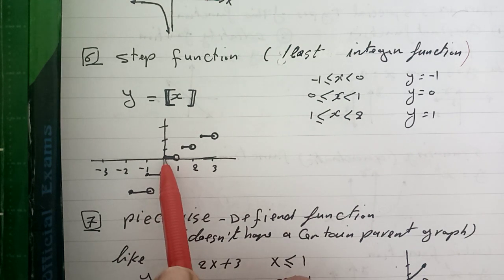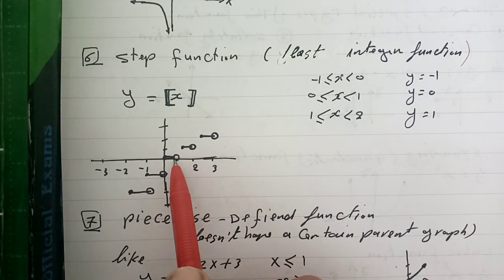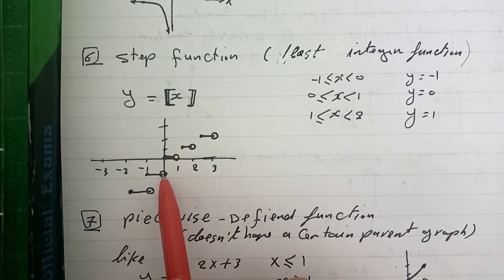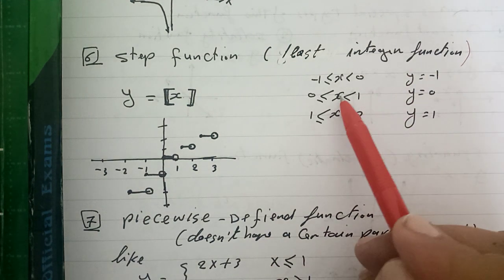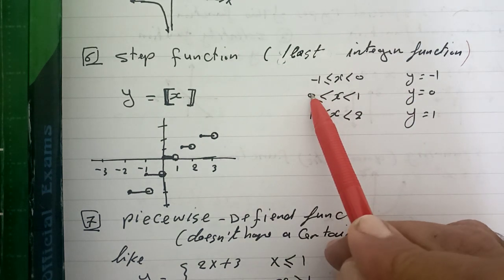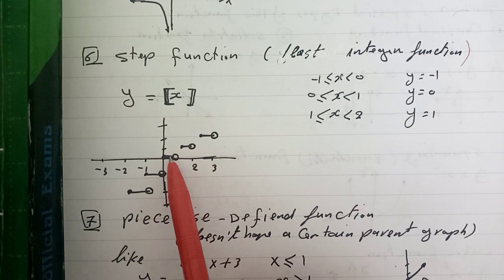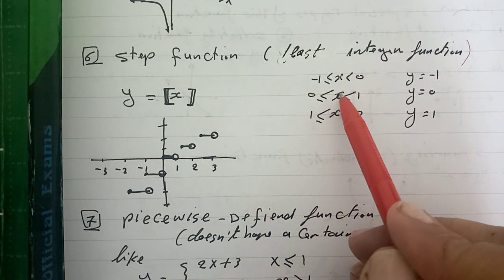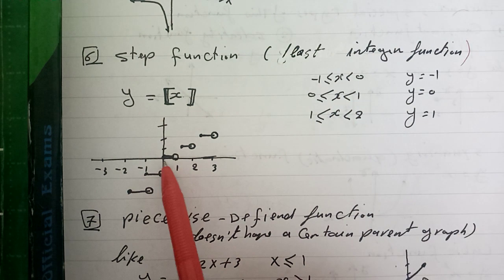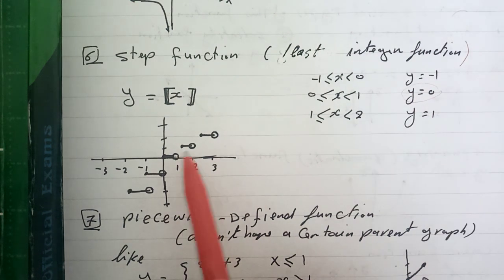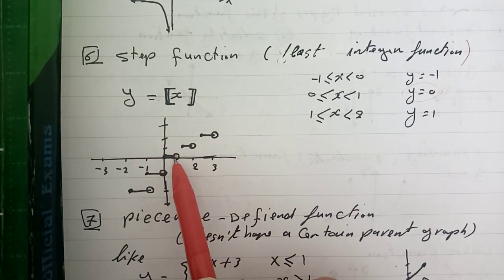For all x between -1 and 0, y takes -1. And for all x between 0 and 1, y takes 0, because 0 is the least integer. Means x equals half, x equals 1/3, all these numbers between 0 and 1, y takes only one value, which is 0. So it appears like this.